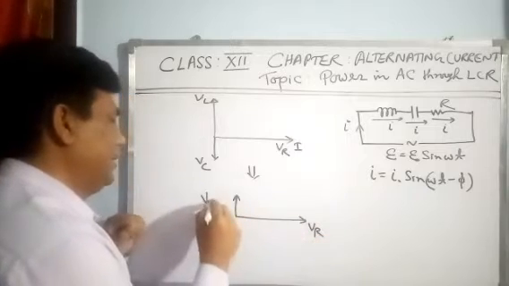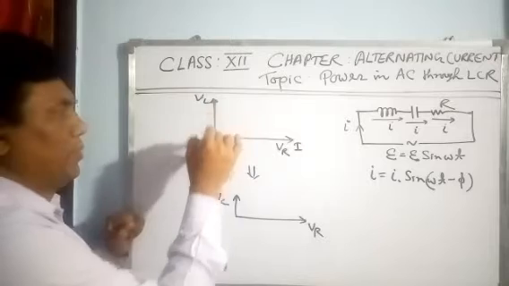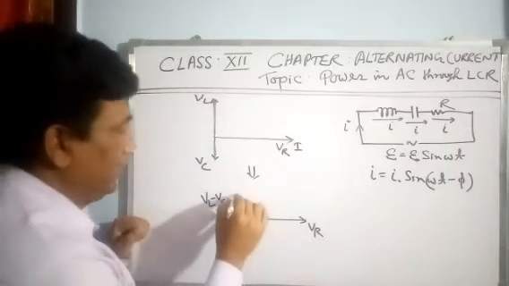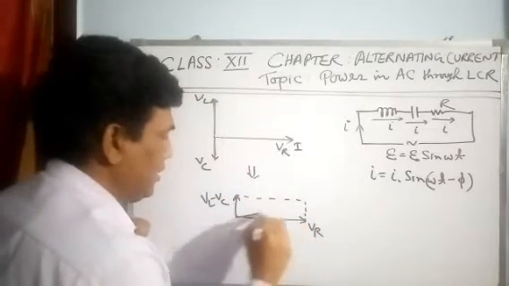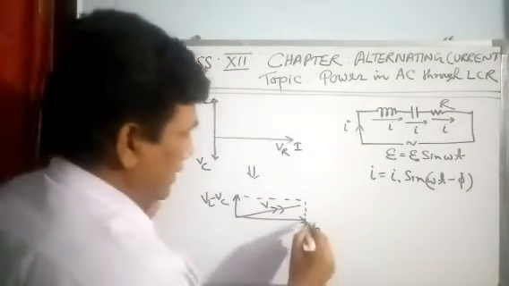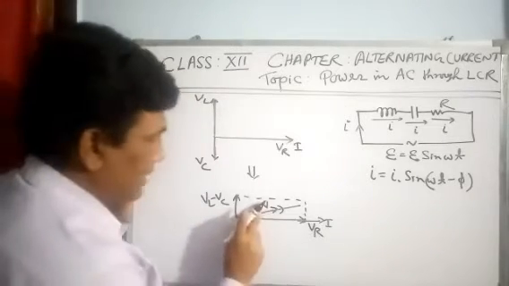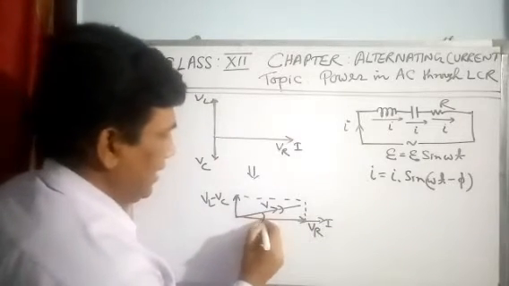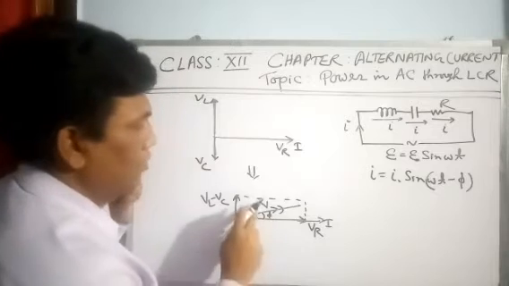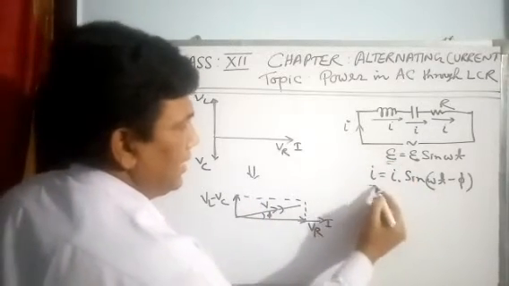That is VL minus VC, in the opposite direction, and the resultant comes this way. This is the resultant voltage. Are you getting my point? This is also the current, you can write current here also. This is the resultant voltage, this is the resultant current, and this is the phase difference between voltage and current.